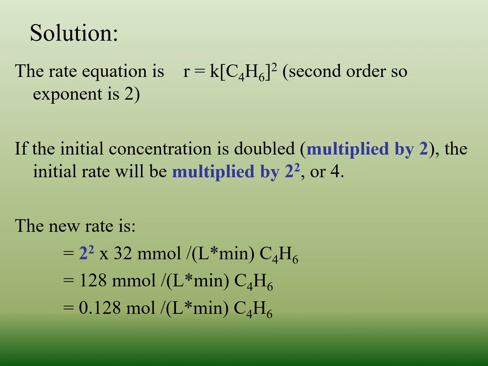The new rate would equal 2 squared times the initial rate of reaction. In this case, it's 32 millimoles per liter minute of C4H6. That equals 128 millimoles per liter minute. To convert to units of moles per liter minute, we would divide that amount by 1,000, or move the decimal place 3 places to the left, for a final answer of 0.128 moles per liter minute.